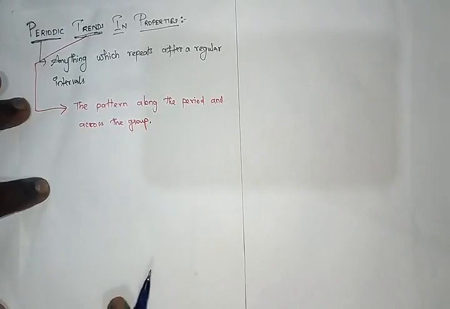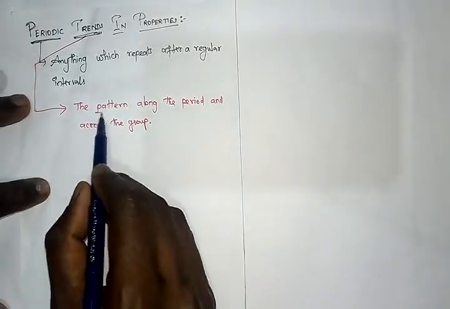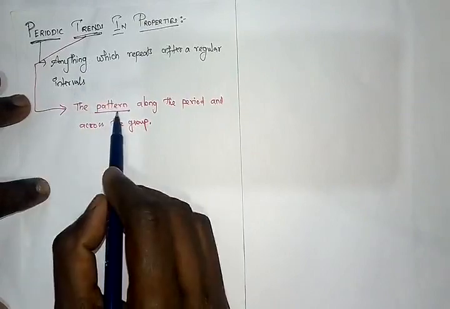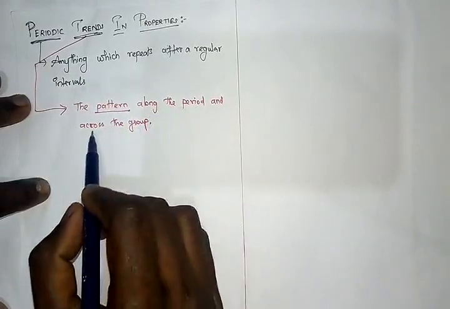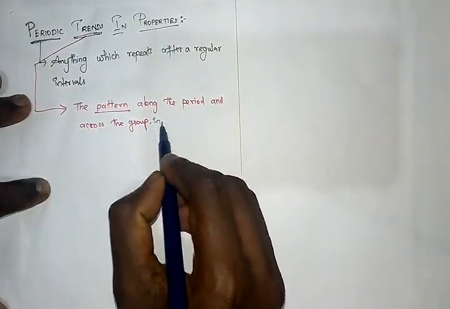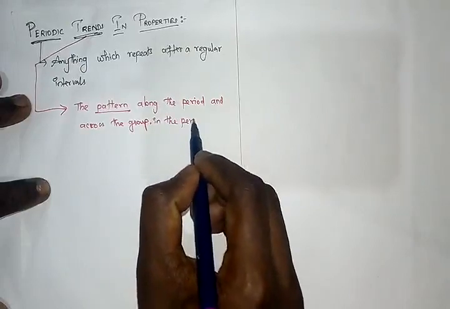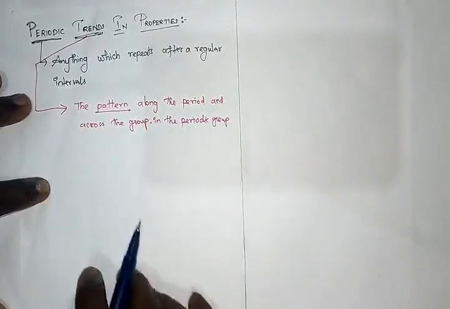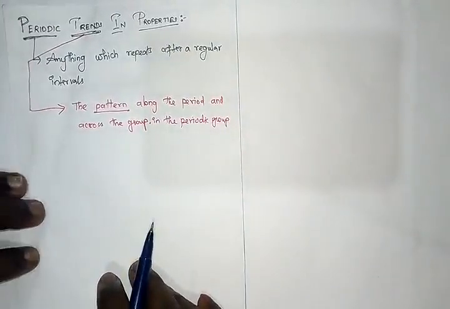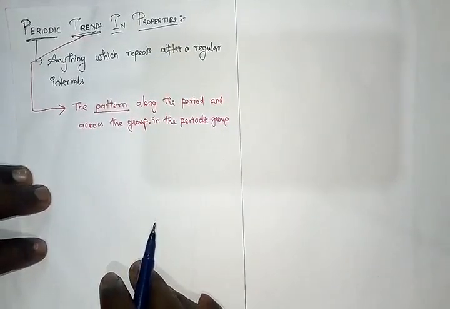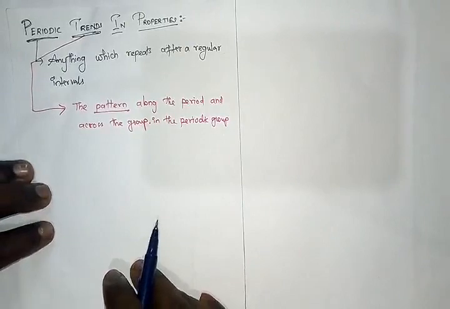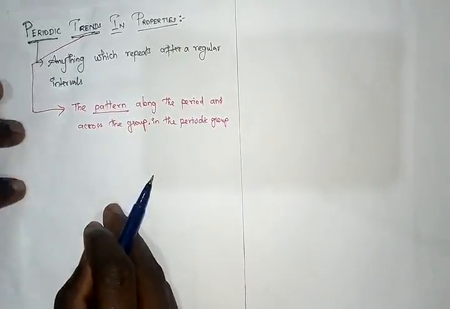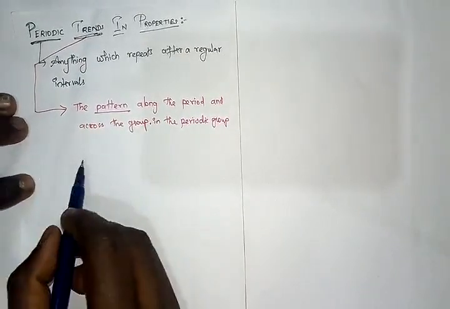What about trends? Trends means a pattern. So this idea is very useful. Trends means pattern along the period and across the group in the periodic table. So this is an idea, my dear children, to understand this concept. Understand? So the pattern along the period and the group we are going to discuss in this. Okay, before that, let us see what is the meaning of this periodic.